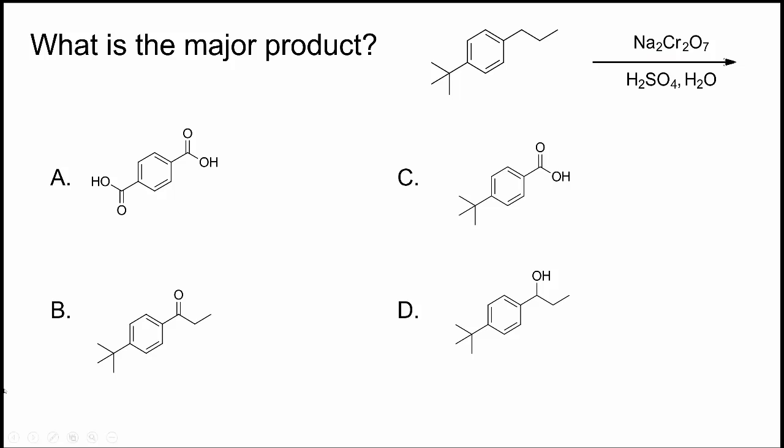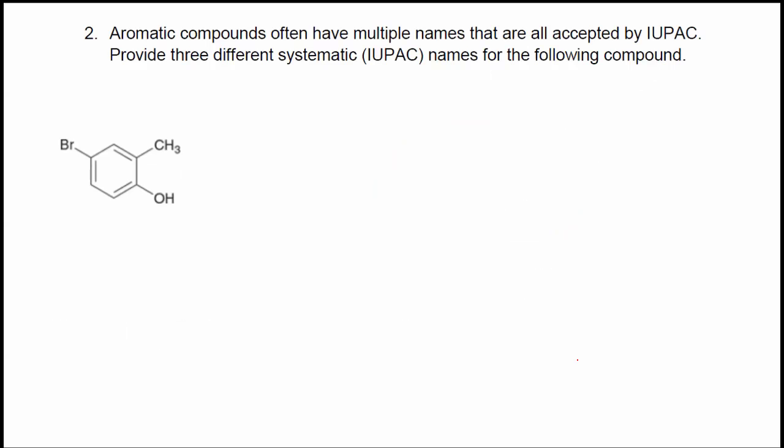All right, and what is this one? I feel like we did this one already, but maybe it was just similar. The first one we did was with KMnO4. All right, good. So we should get the benzoic acid oxidation there and not at the tert-butyl group. Good. All right, here we're looking at some IUPAC naming.